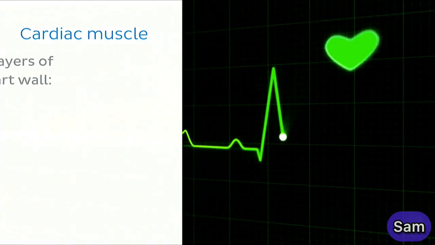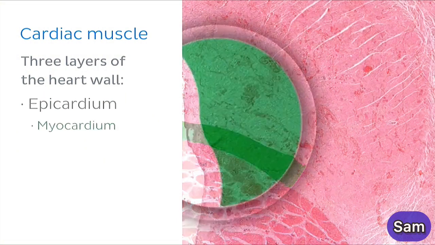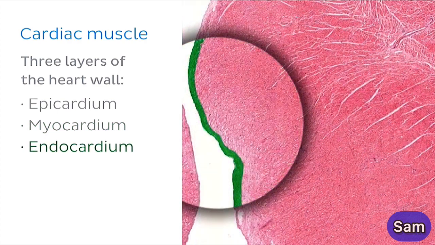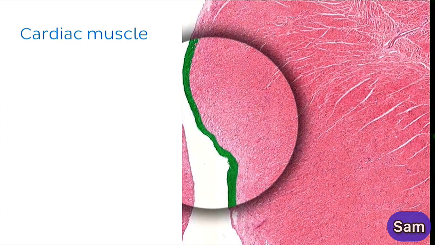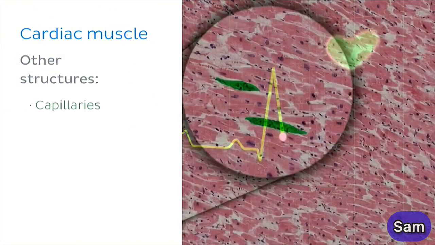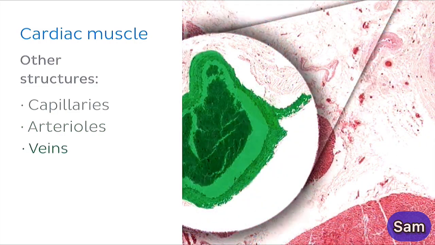We also discussed the 3 layers of the heart wall: the epicardium, the myocardium, and the endocardium. And finally, we looked at some examples of other structures that can be found in cardiac muscle, such as capillaries, arterioles, and veins. I hope you enjoyed this tutorial and now have a better understanding of the structure, composition, and function of cardiac muscle.